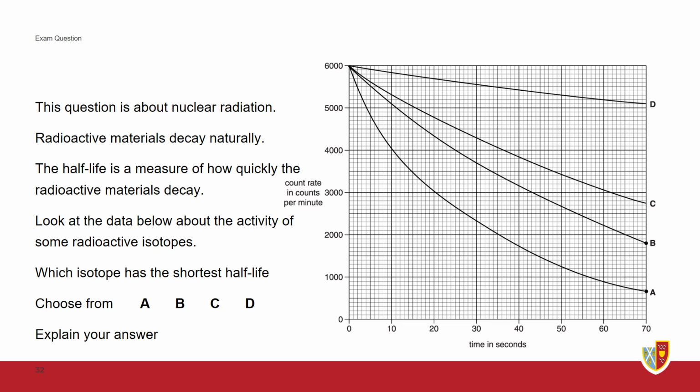Okay, so another one. This question is about nuclear radiation. Radioactive materials decay naturally. The half-life is a measure of how quickly the radioactive materials decay. Look at the data below about the activity of some radioactive isotopes. Which isotope has the shortest half-life? Is it A, B, C, or D? And can you explain why?